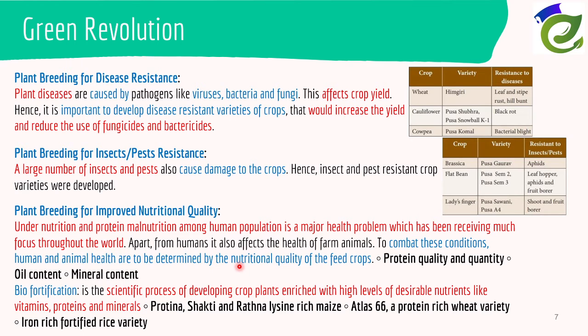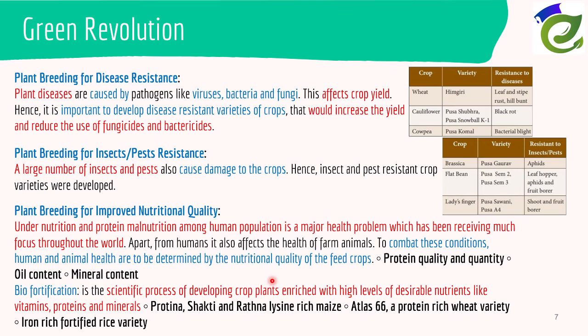This is because we need to tackle the problem of undernutrition and protein malnutrition among the human population, which is actually a major health problem which has been receiving much focus throughout the world. To combat these conditions, human and animal health are determined by the nutrition quality of the fed crop. We have biofortification, a method of improving nutritional quality.